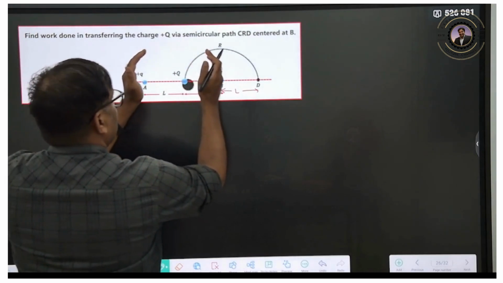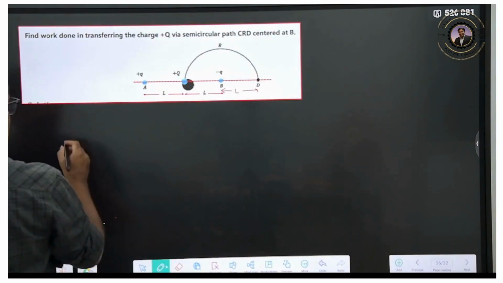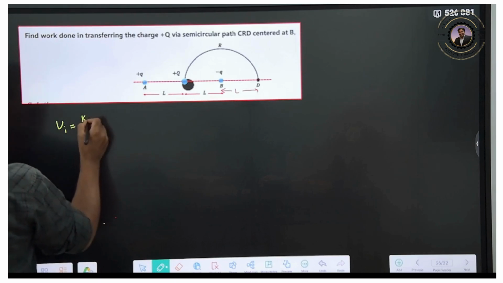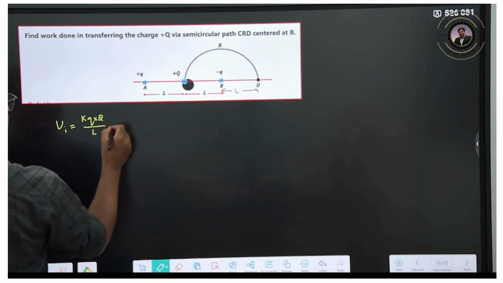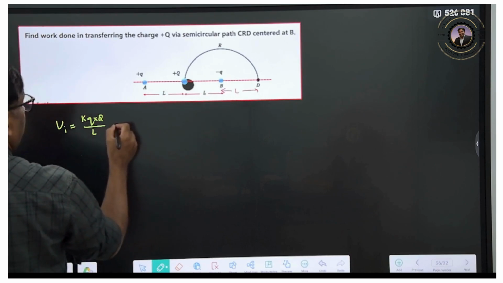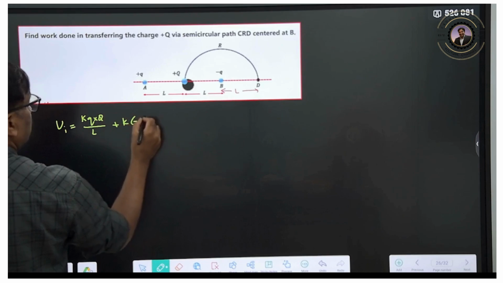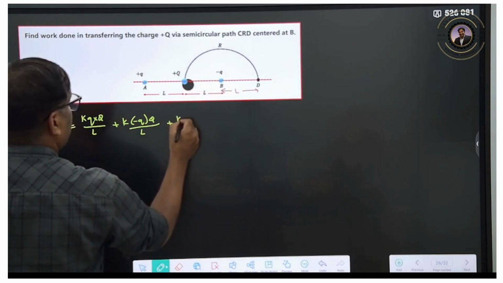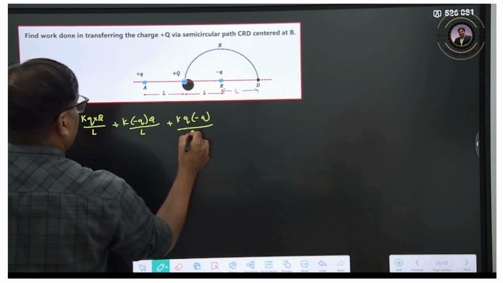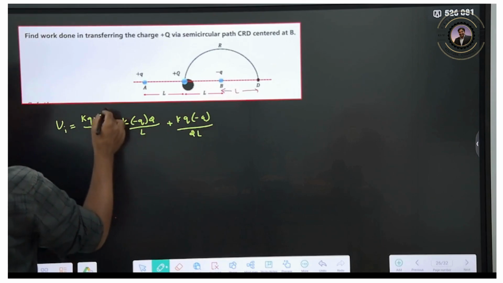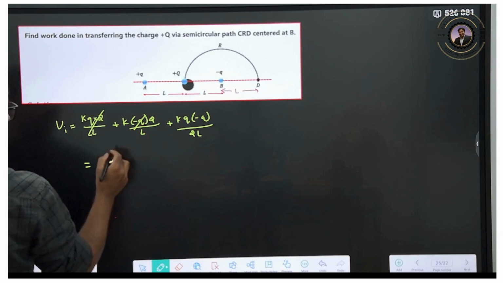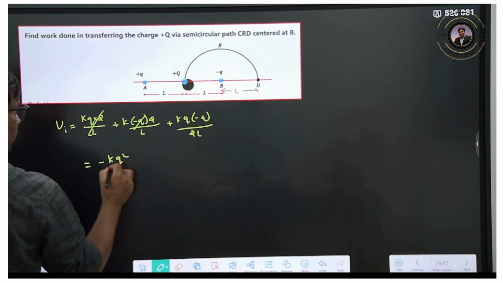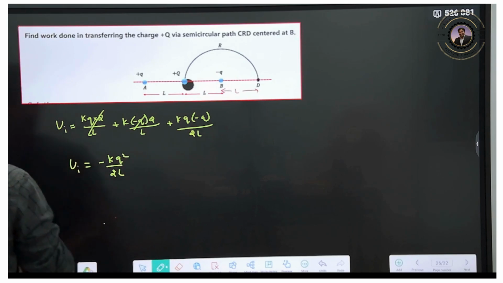Now initially where are they? Initially it is like this. Finally it will be like this. Therefore initial potential energy. What is the initial potential energy between these two? Therefore k into q divided by L. So between these two, plus k into minus q into q by L. So between these two, k into q into minus q by 2L. So this will get cancelled out, no? Minus kq square by 2L. This is your initial potential energy.